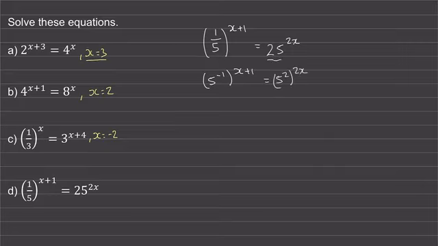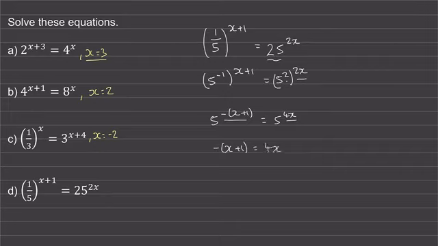So now we can use the power rule. We'll multiply the negative 1 by the x plus 1. So we get 5 to a power of negative (x plus 1) is equal to, we'll multiply the 2 by the 2x, so 5 to the power of 4x. And now we can equate the two powers. So negative (x plus 1) is equal to 4x.